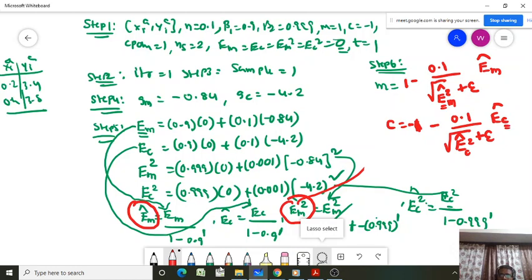This ec hat will be coming from here, and ec2 hat coming from here. All values are available, just replace it, update the parameter. Now here we have to take step 7, we have to update the t value, t equal to t plus 1.